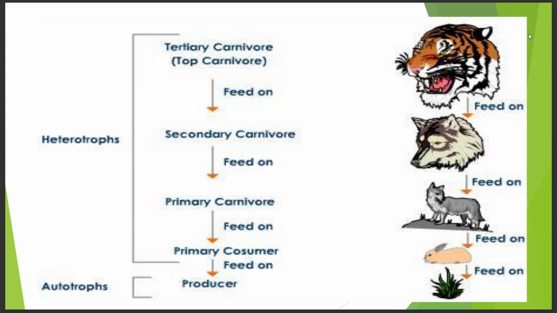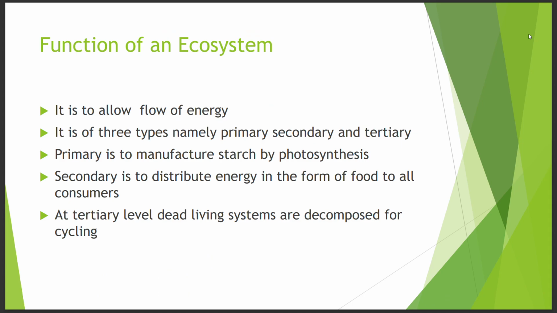So autotroph, then comes heterotroph. Autotrophs are only producers, and among heterotrophs we have herbivores, that is primary consumer, then primary carnivore, then secondary carnivore, then top carnivore, that is tertiary carnivore. So grass, rabbit, wolf; grass, rabbit, fox, wolf, tiger. Then functions of an ecosystem.